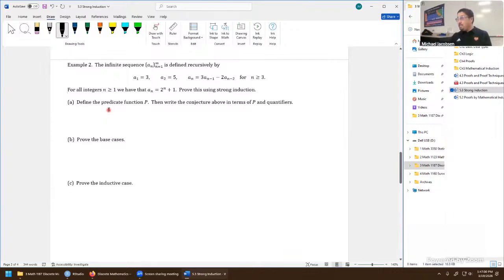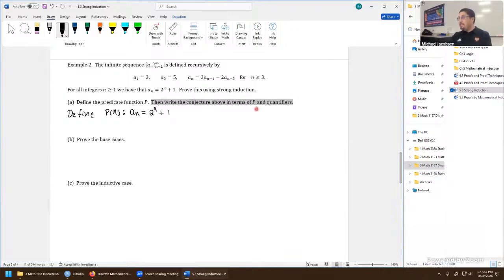First thing we'll do is define the predicate, so we can really work through the structure of strong induction. Let's say define P(n) by the statement that the nth term here of this sequence, although it's defined this way, it's nothing but 2 to the power of n, add 1. For this part, write the conjecture above in terms of P, the predicate we wrote in quantifiers.